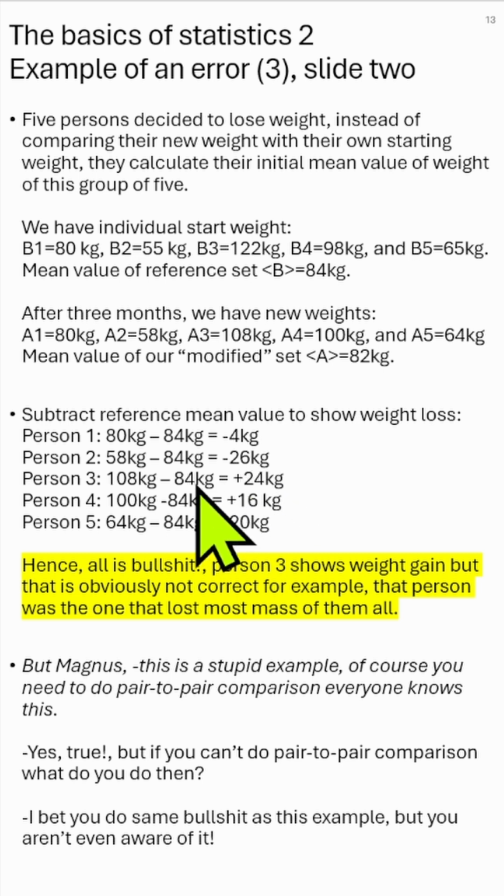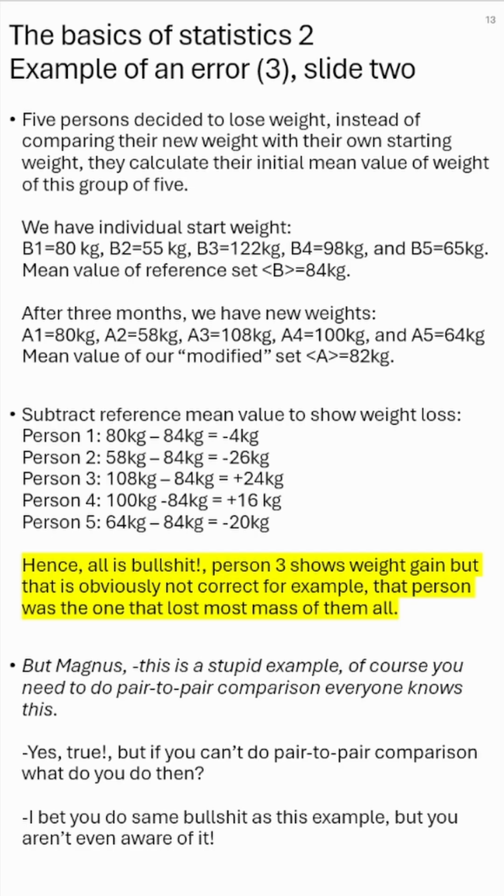And person number 3, that actually lost a lot of weight, the one that decreased most of the whole group, had a final weight of 108 kilo, and we subtract that mean initial value of 84 kilos, which makes that person actually have gained 24 kilos. So all this is of course nonsense, right? We clearly see that we cannot work like this, right?